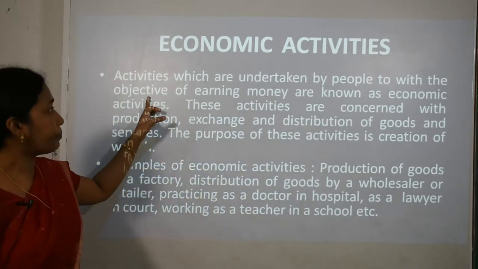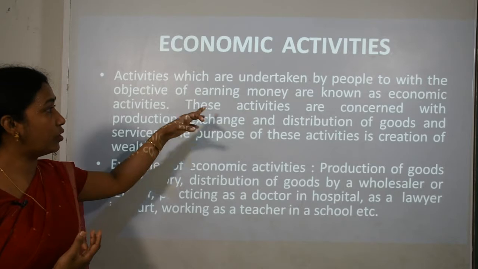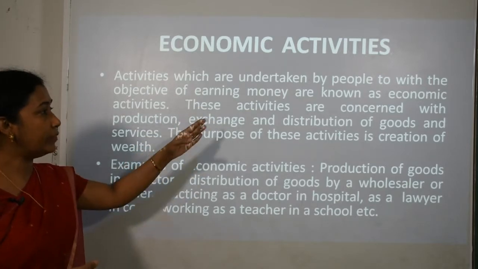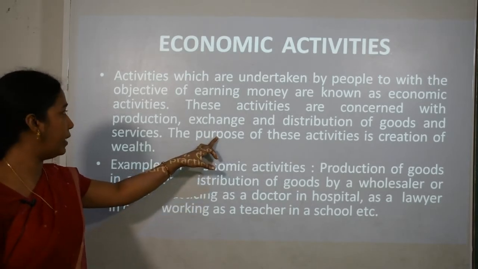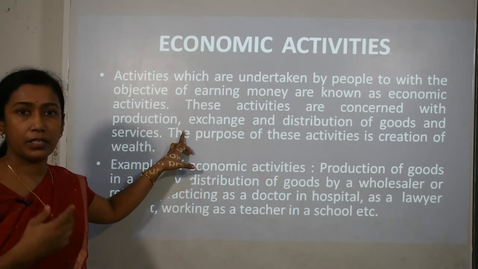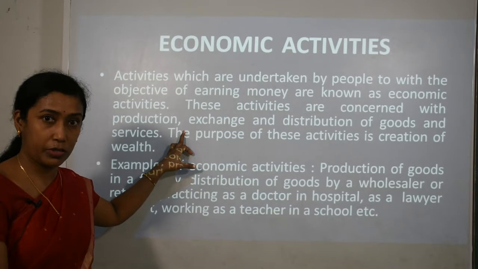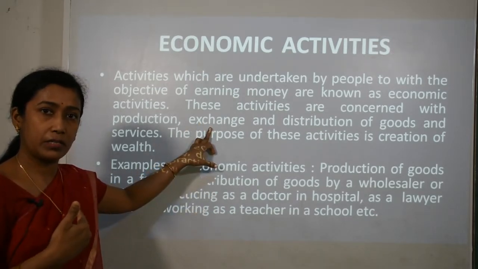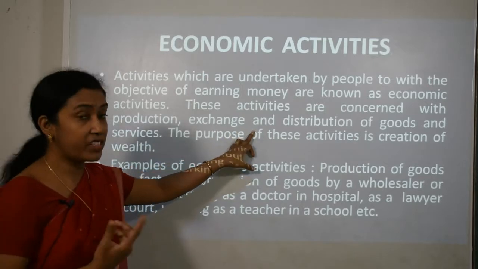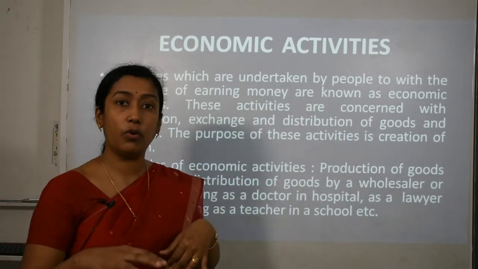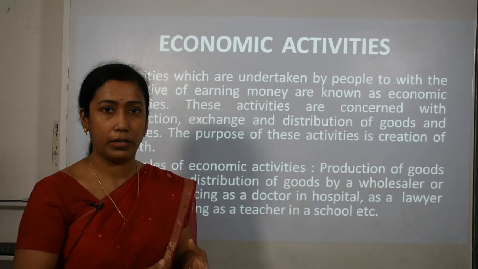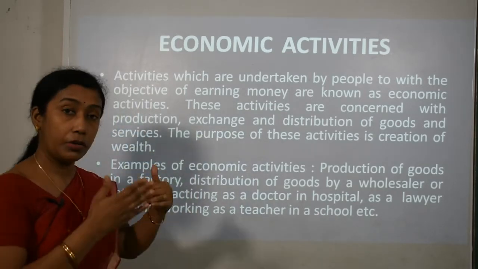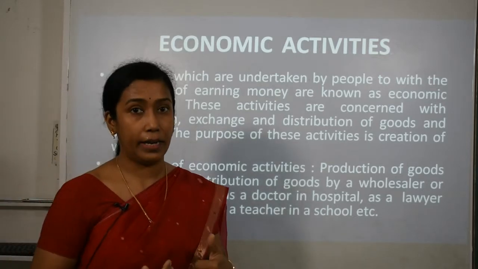So activities which are undertaken for the purpose of earning money are known as economic activities. These activities are concerned with the production of goods and services, the exchange of goods and services between buyer and seller, and the distribution of goods and services. Who is involved in distribution? The retailer and the wholesaler, to consumers and various people.